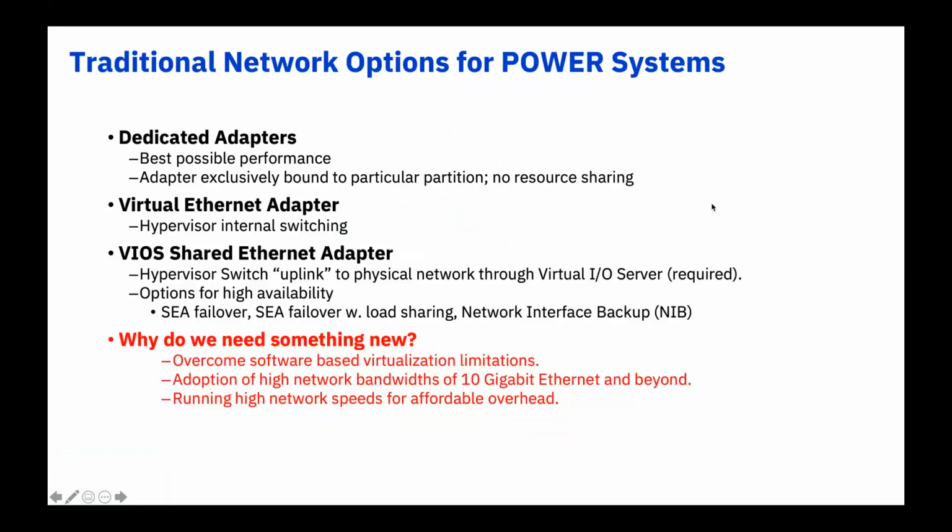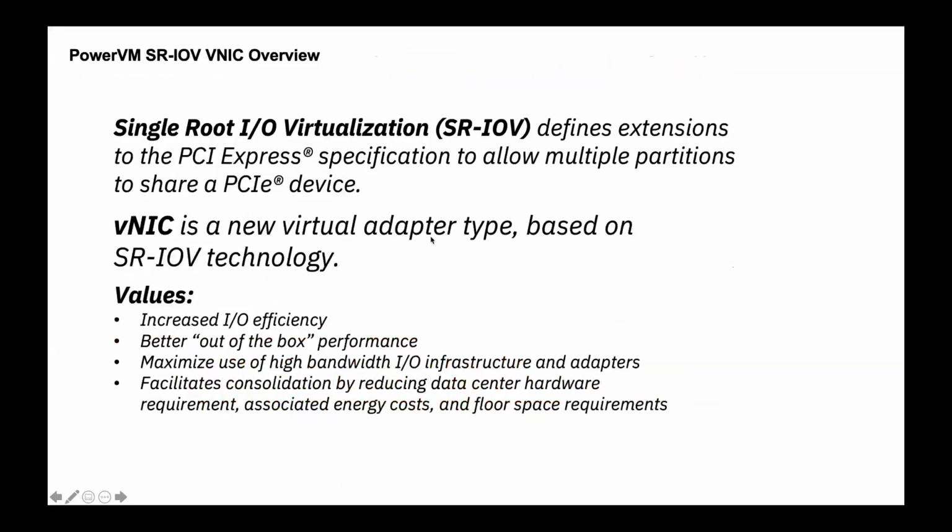There have been traditional network options for Power Systems. We can use dedicated adapters, virtual Ethernet adapters, virtual I/O server, shared Ethernet adapter connectivity. Why do we need something new? Because it's a simple fact: SR-IOV is a better, faster, and lower-cost technology in comparison to shared Ethernet adapter. So clients would like to run high network speeds with affordable overhead. SR-IOV is the future technology. vNIC is the virtual adapter type on top of SR-IOV, and it provides increased I/O efficiency over the SR-IOV technology. So the clients would like to use vNIC for this.